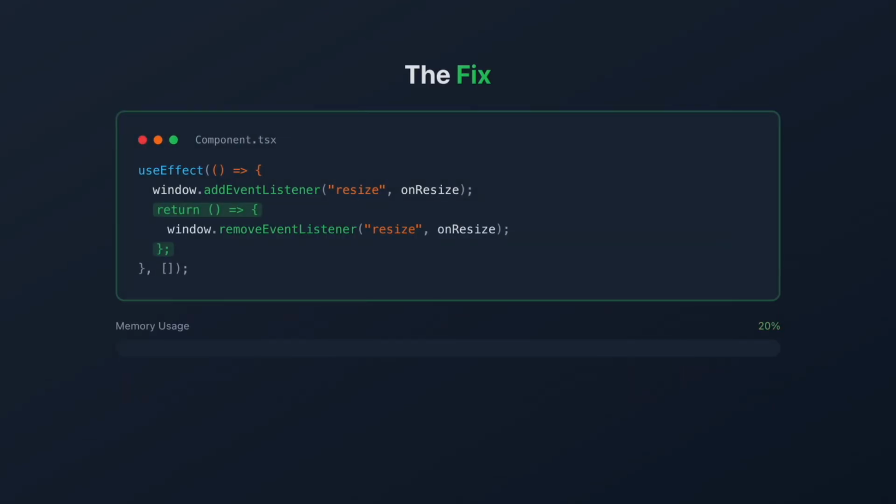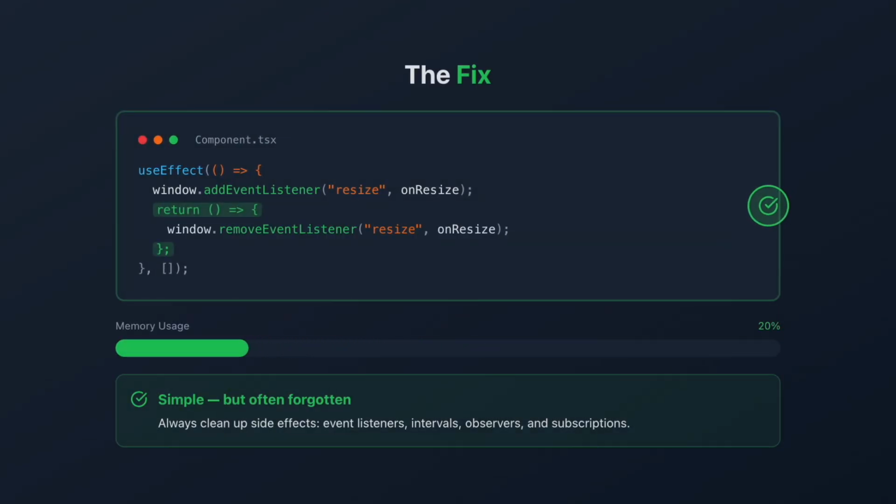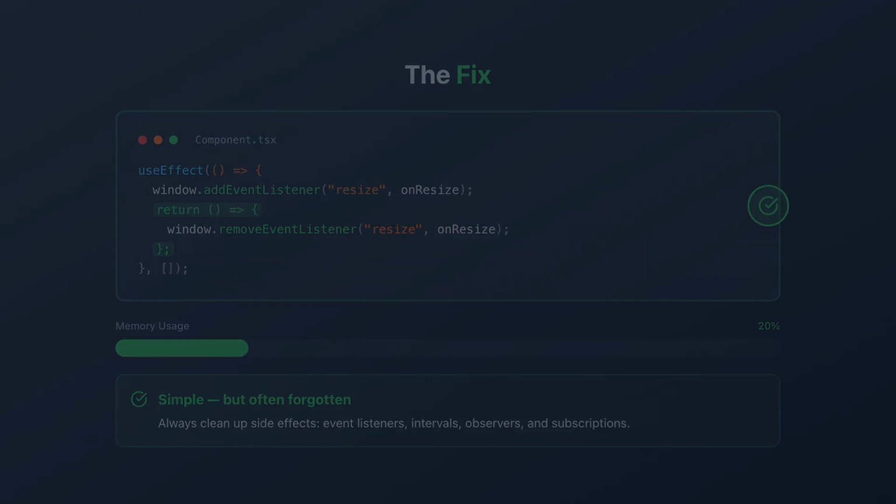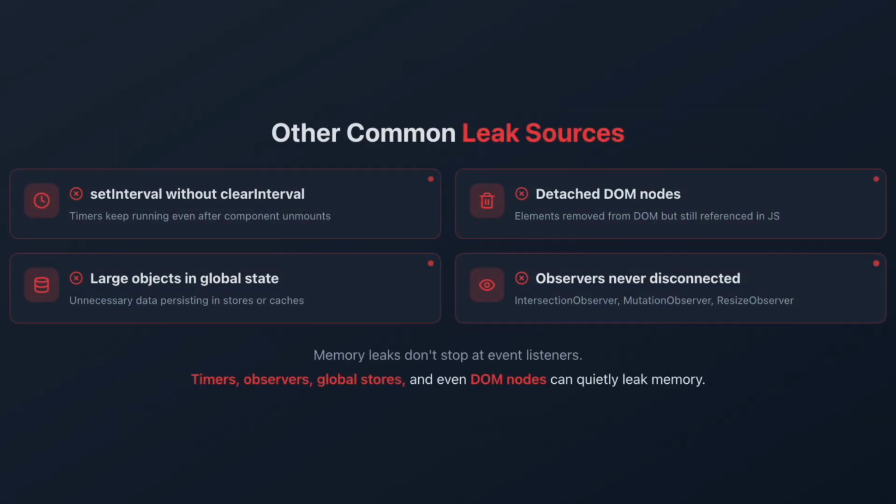The fix is simple but often forgotten. Always clean up side effects, event listeners, intervals, observers, and subscriptions. Memory leaks don't stop at event listeners. Timers, observers, global stores, and even DOM nodes can quietly leak memory.